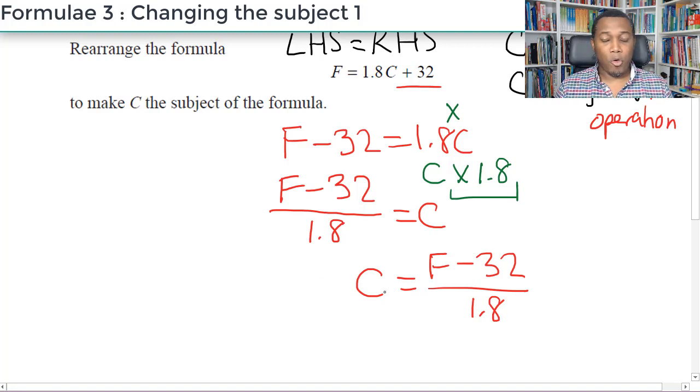There you go. You have a formula. C is the subject of your formula. Let's look at a couple others using this idea. Change the side, change the sign.